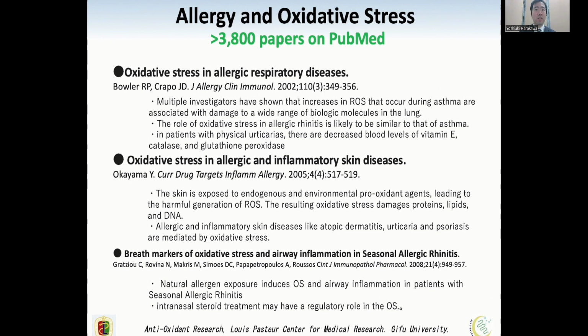In non-asthmatic seasonal allergic rhinitis, exposure to natural allergen induces oxidative stress and airway inflammation in patients. And nasal steroid therapy may play a role in moderating oxidative stress. Thus, allergic diseases are oxidative stress diseases, and there's a possibility that the above diseases can be prevented or treated by antioxidant therapy.